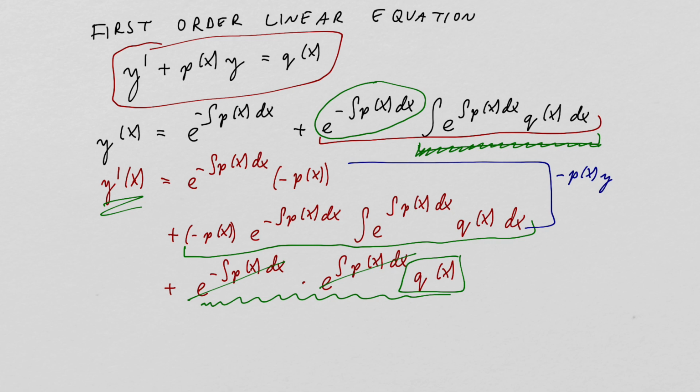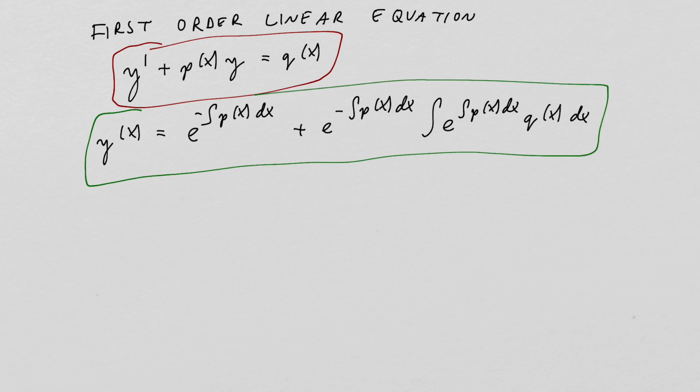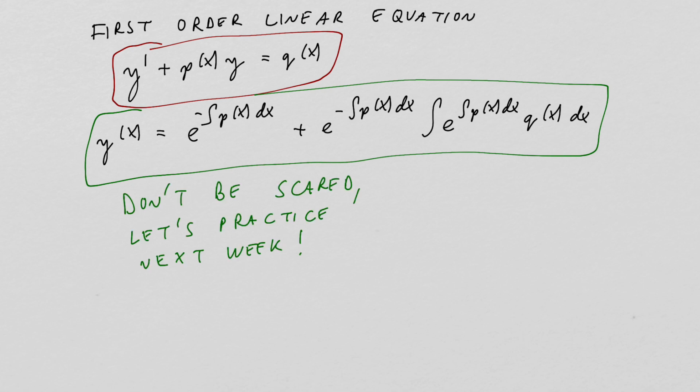So if y prime in the equation is equal to minus bxy, we would get that these things cancel out from here. So it seems that this is the correct solution. The formula is looking very terrible, but don't be scared. We will practice this next week.